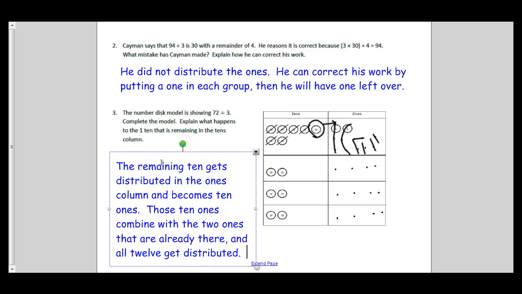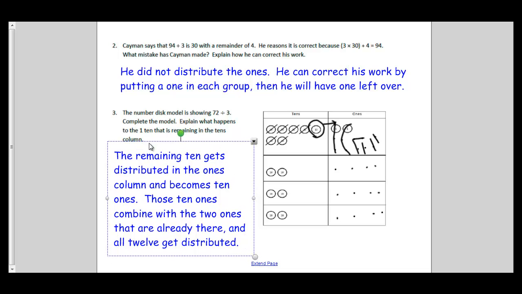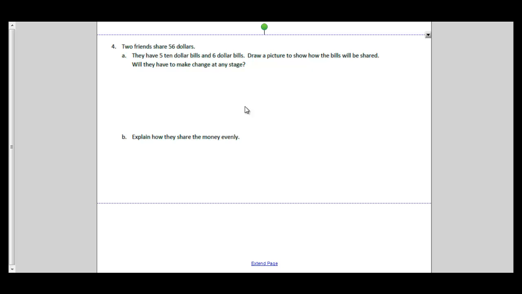How about that? Okay, so let's go back and reread that, make sure it makes sense. The remaining 10 gets distributed in the ones column and becomes 10 ones. Those 10 ones combine with the 2 ones that are already there, and all 12 get distributed. Okay, that's pretty much what we did. All right, let's take a look at number 4.